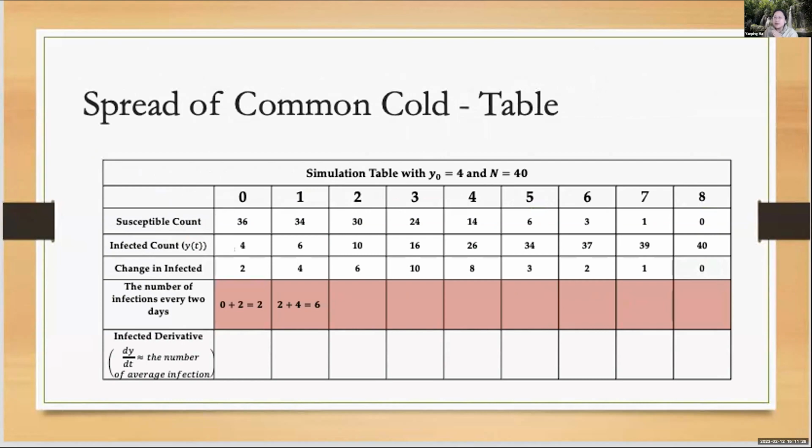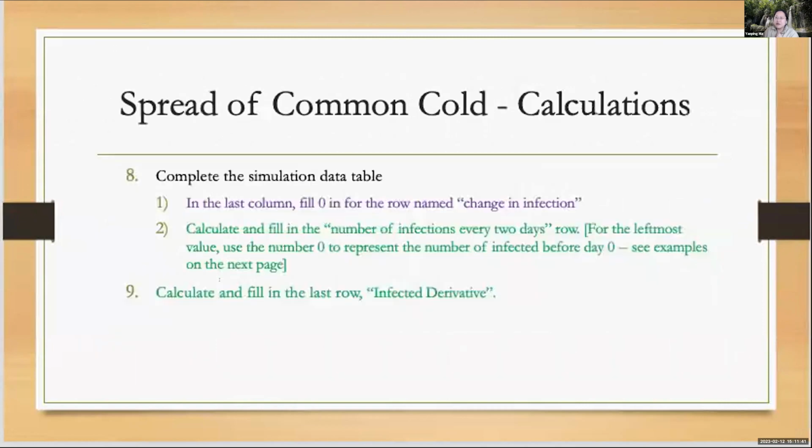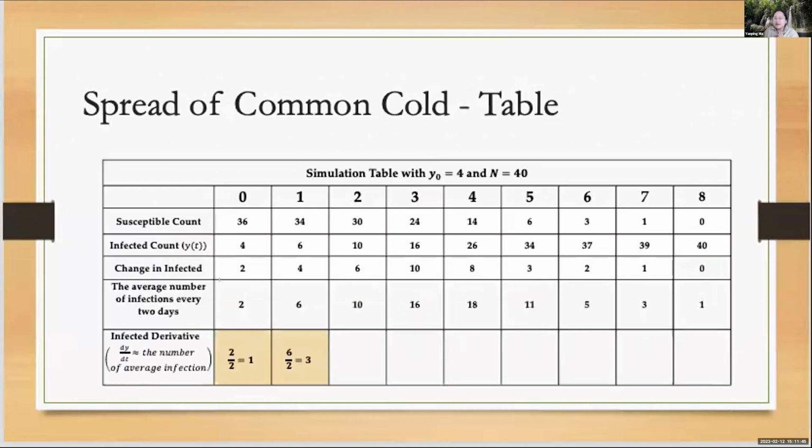I do want to mention before day 0, there's no infection ahead of time. So that's why I'm adding 0 to the 2 to calculate the infection average on the first day. After we did this calculation, the last part is pretty straightforward. We calculate and fill in the last row, which is the infected derivative.